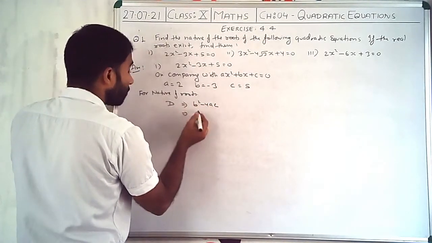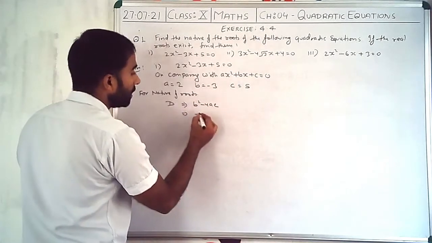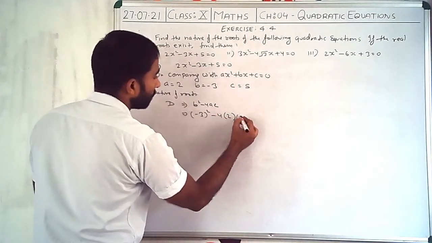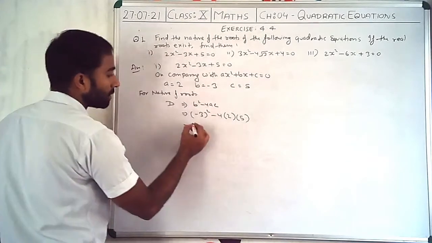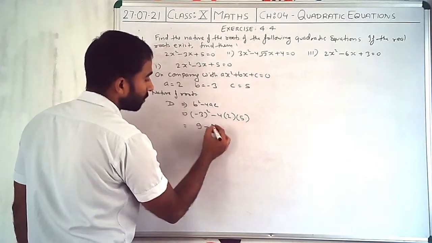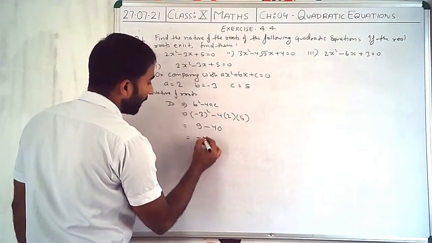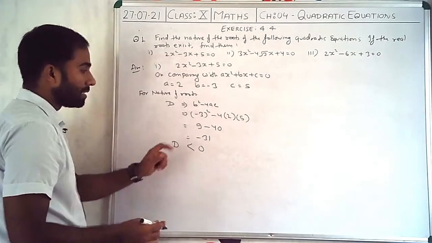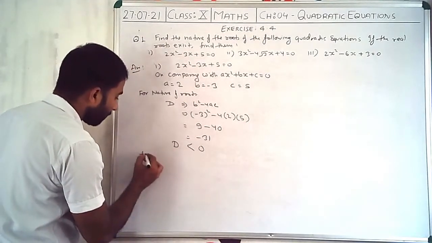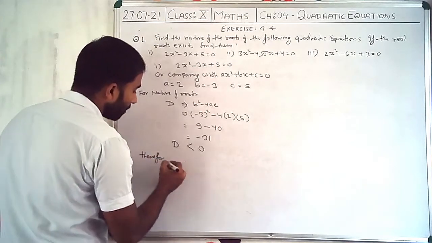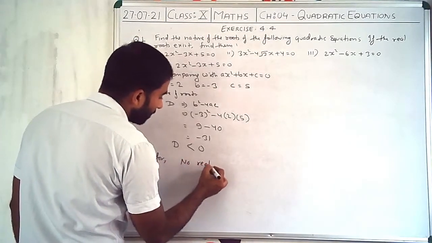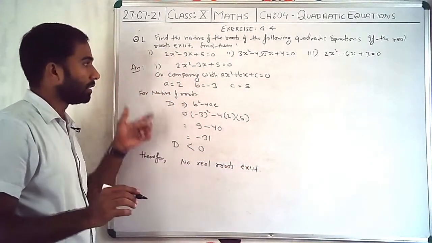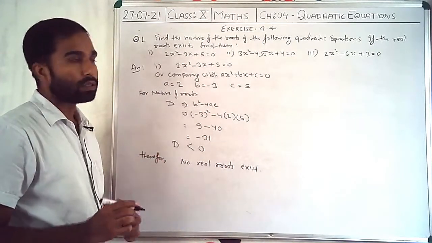So b square minus 4ac: the value of b is minus 3, so minus 3 square minus 4, the value of a is 2 and the value of c is 5. Minus 3 square gives us 9, and 4 times 2 times 5 is 40. So the result will be minus 31. So you can write here D is less than 0. Therefore, no real roots exist. I hope all of you have understood the process of solving the given problem.